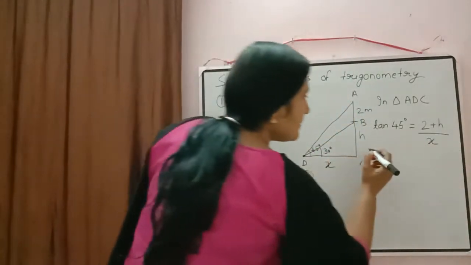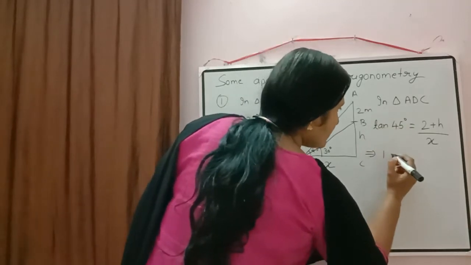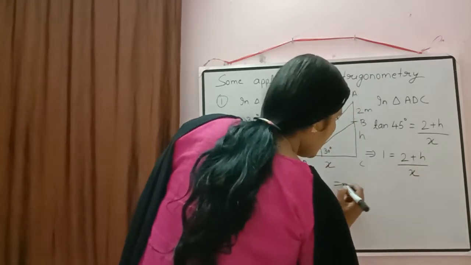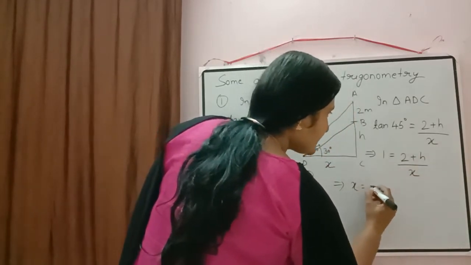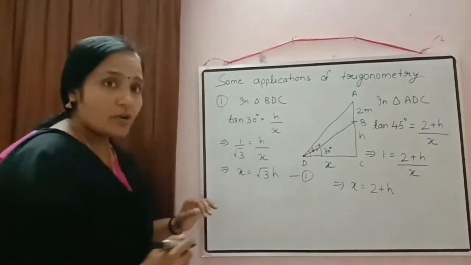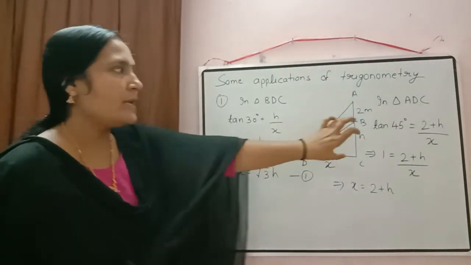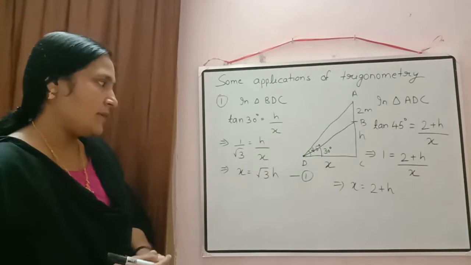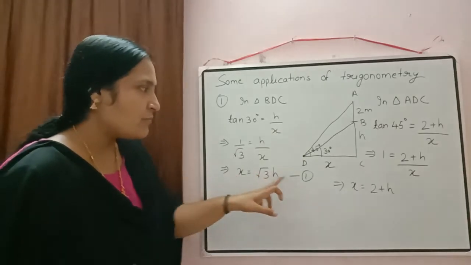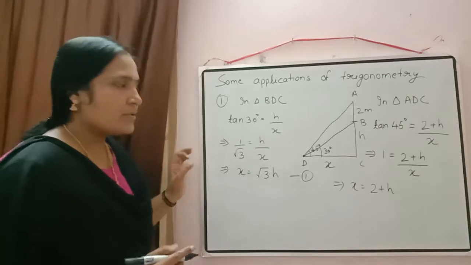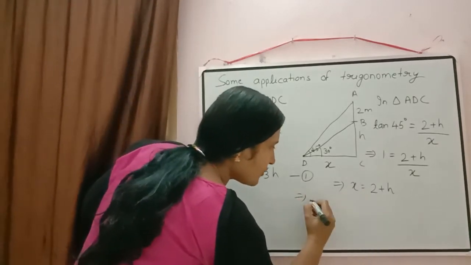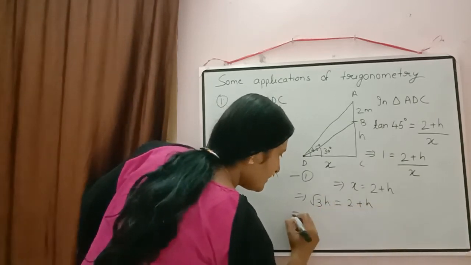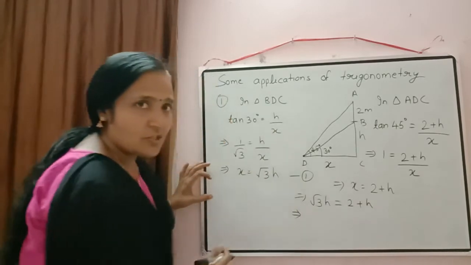Clear? Now what is the value of tan 45 degree? 1. So we get 1 is equal to 2 plus h by x. Now we shift x here, then we get x is equal to 2 plus h. What we have to calculate is the value of h, so here we don't want x, we want h only. In equation 1 we wrote x is equal to root 3 h. So in place of x we can substitute, root 3 h is equal to 2 plus h. Now we'll shift this h to the left hand side.